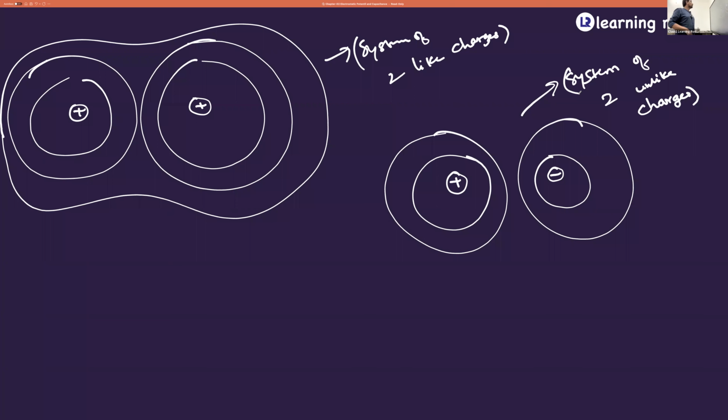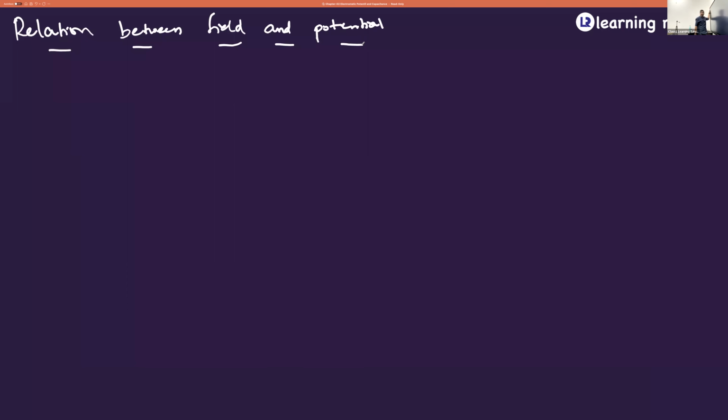So based on this, we'll be seeing the relation between field and potential. So we'll see the relation between field and potential. Okay. So this is a very, very important concept.